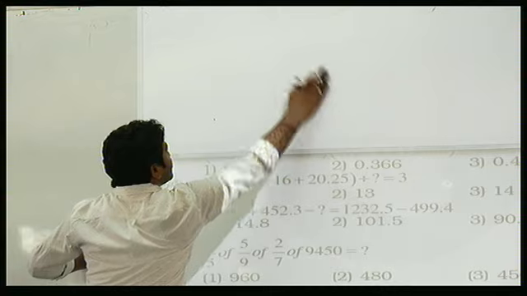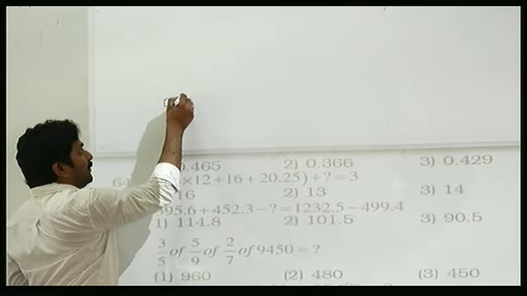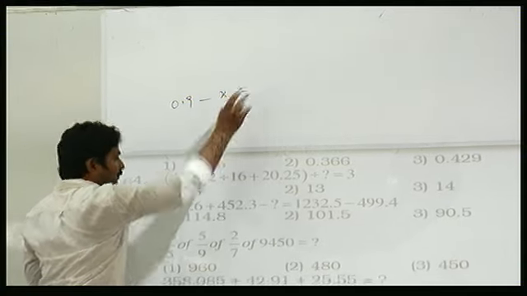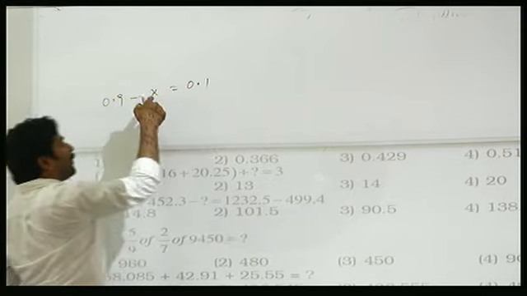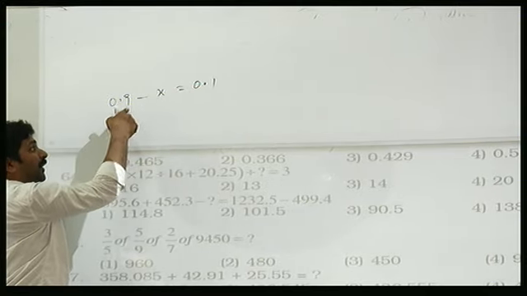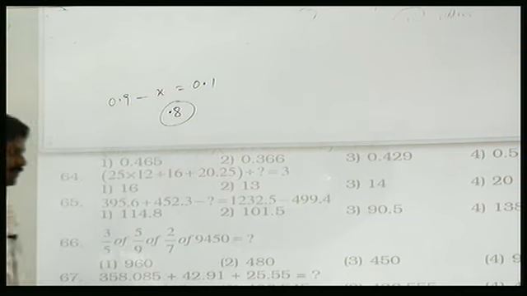Next, 0.6, 0.3, 0.9 minus x is equal to 0.5 minus 0.4, 0.1. How much should be subtracted from 0.9 to make it 0.1? 0.8. So your answer should end with 0.8. How many are there? Only one. Answer fine, 114.8.